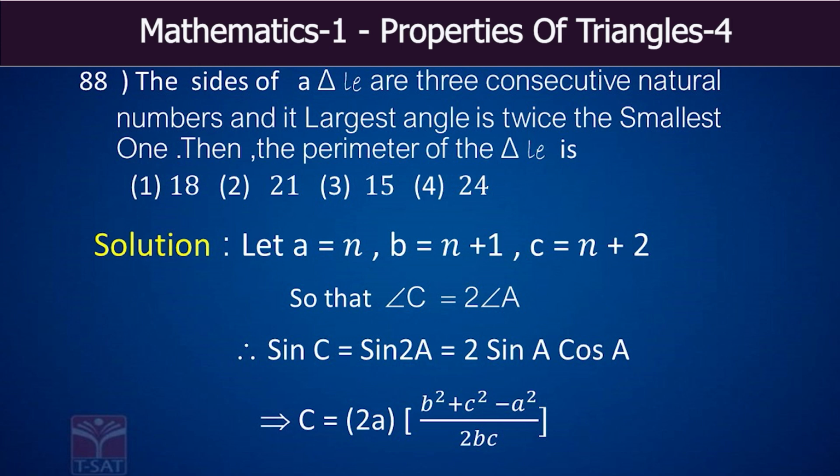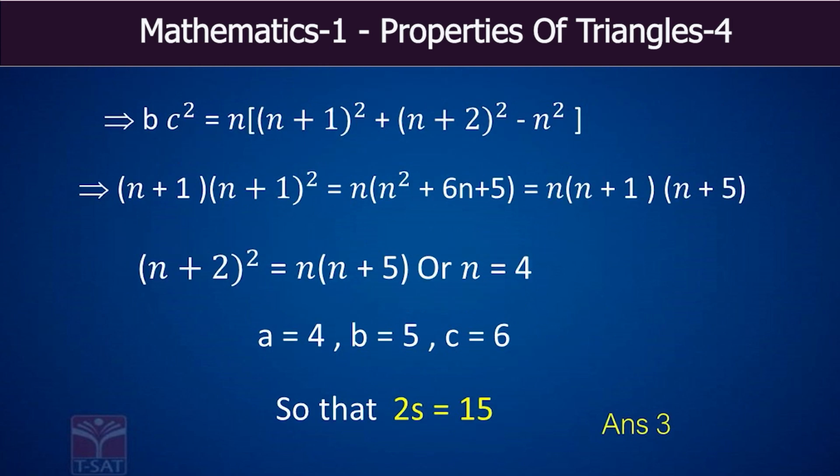So angle C is equal to 2A. So sin C is equal to sin 2A, which is 2 sin A cos A. That is, c is equal to 2a cos A. Use the cosine formula: (b squared plus c squared minus a squared) by 2bc.